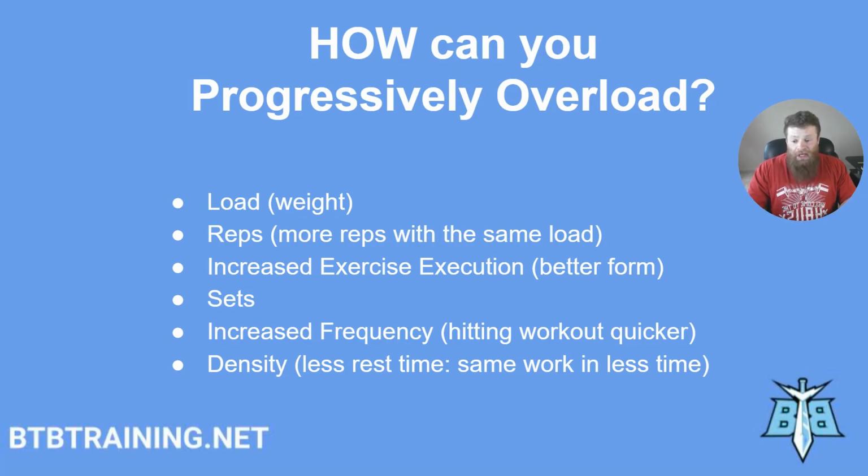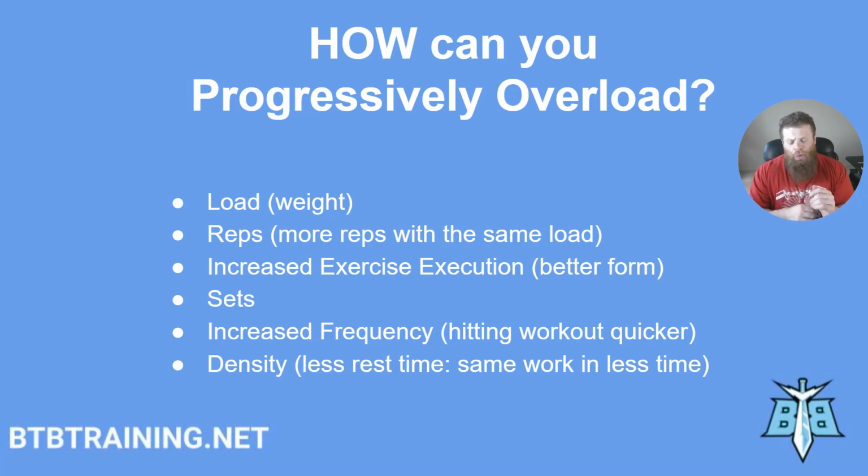Another way would be to increase the number of sets that you're doing. If you're doing the leg extension for 3 sets, you could very simply add a 4th set onto that, which would increase the overall total volume and the overall workload, and that in itself would be a form of progressive overload. You could also increase the frequency in which you're training, which would mean hitting the same workouts maybe a little bit closer together.